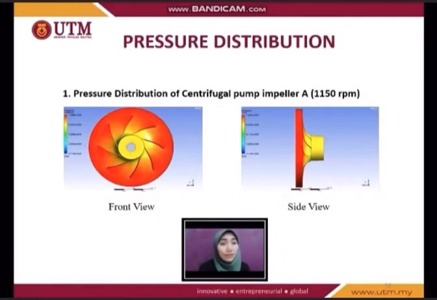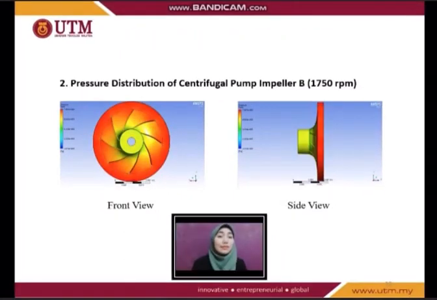of 740 kilopascal. So this one is for type B, which has 1750 rpm. From the observation of these figures, the impeller has a maximum pressure of 785 kilopascal and a minimum pressure of 310 kilopascal. The pressure at the inlet of the impeller is 543 kilopascal, while the outlet has a pressure of 785 kilopascal.